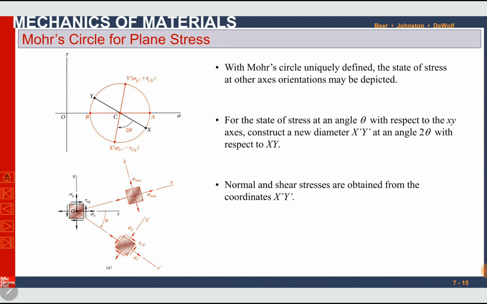With Mohr circle, uniquely defined, the state of stress at any other axis orientation may be depicted. For example, if you are given an angle theta and you are asked to find normal and shearing stresses at an angle theta, you do not need to use expressions of sigma x dash, sigma y dash and tau x dash y dash. You can simply use Mohr circle. For a state of stress at an angle theta with respect to the xy axis, construct a new diameter x dash y dash at an angle 2 theta with respect to xy. If you have been given angle theta, they must give you direction as well, counterclockwise or clockwise.